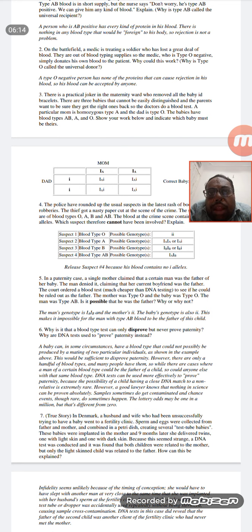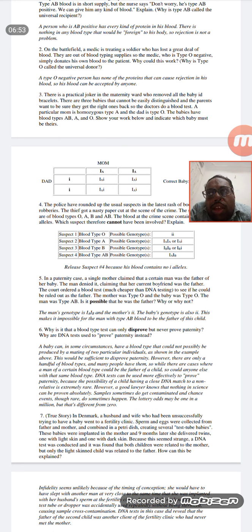Third question: there is a practical joker in the maternity ward who removed all the baby IDs from the bracelets. That means whenever a new baby is born in the maternity ward of a hospital, at a time a lot of deliveries will be taking place. All these babies will be taken for washing and cleaning, so it is very difficult to identify whose baby it is.